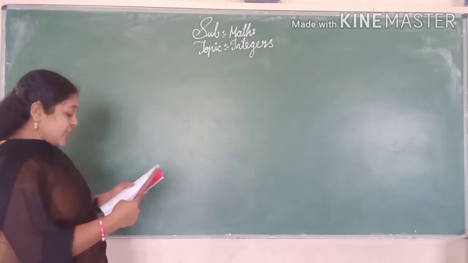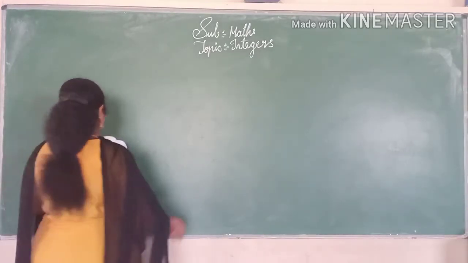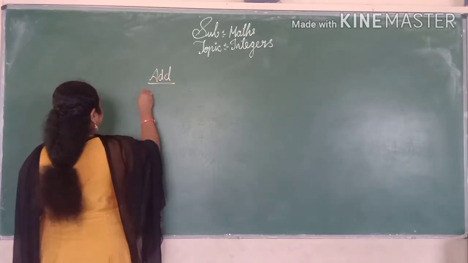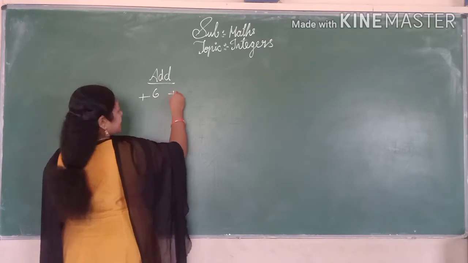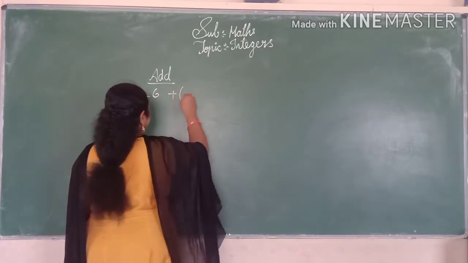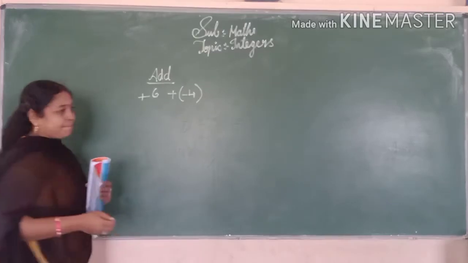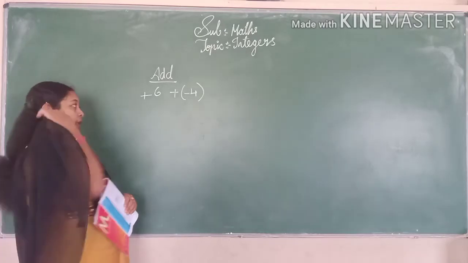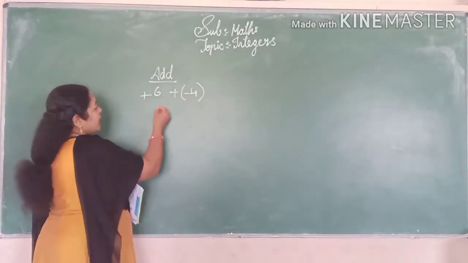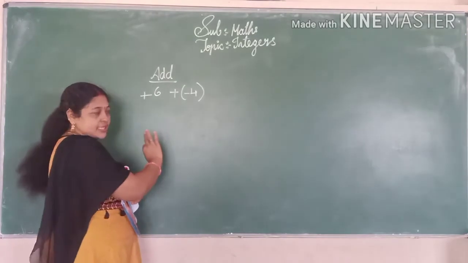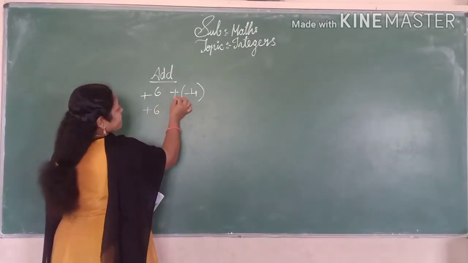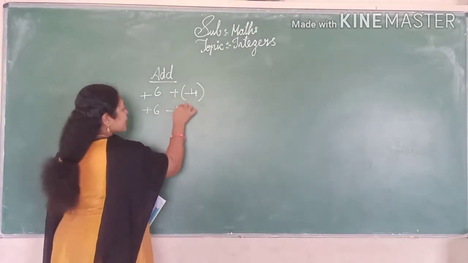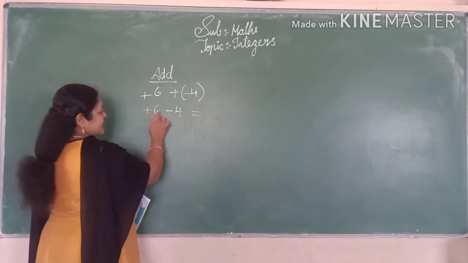Will also always remain the same. Here, if you take, add plus 6 and minus 4, now when you compare, plus 6 will remain as plus 6 itself. So there is no change. Plus into minus is minus 4. So plus and minus.